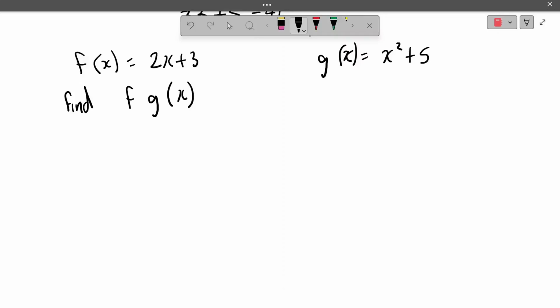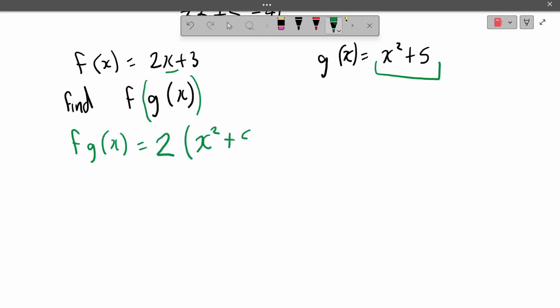So here we have a slightly different question. We have our f of x and g of x, and we're keeping them the same. But this time I want to find f g of x. Now what we're doing is we're going to plug this function here into our f of x function. So our f g of x is 2 lots of x squared plus 5, plus 3.